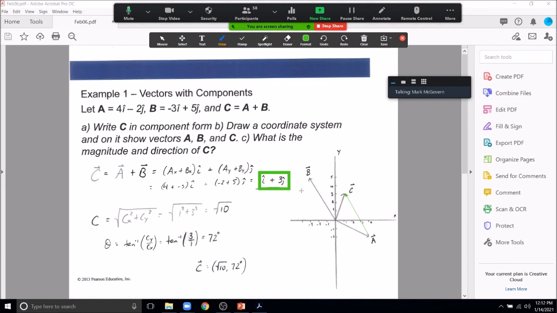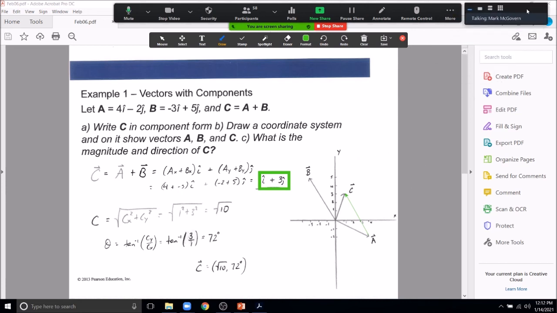Well, I have my component format, but if I want to determine the magnitude direction, I'm going to have to use the Pythagorean theorem. So the magnitude of the vector is radical 10, whatever that is, 3.1, whatever. And then the angle. Now, I did a big boo-boo here.